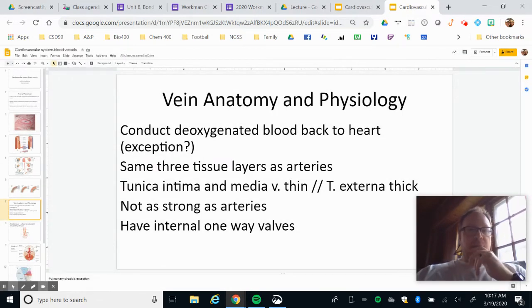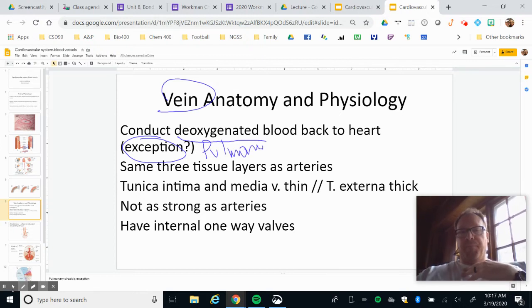Now, let's move on to veins here as we think through this. Generally, veins are conducting deoxygenated blood back to the heart, and the exception, of course, is going to be the pulmonary veins, because the pulmonary veins are conducting blood back from the lungs and bringing it into the heart. And of course, that blood has just been freshly oxygenated.